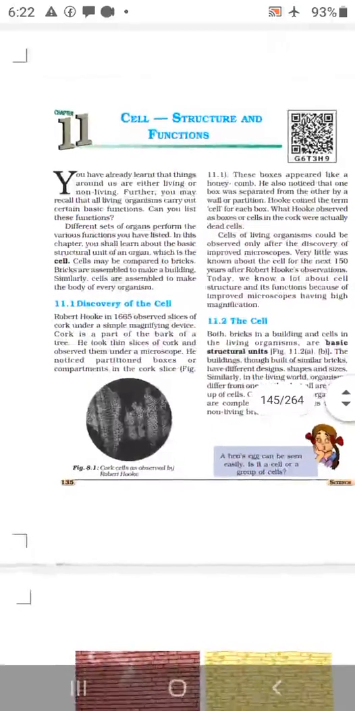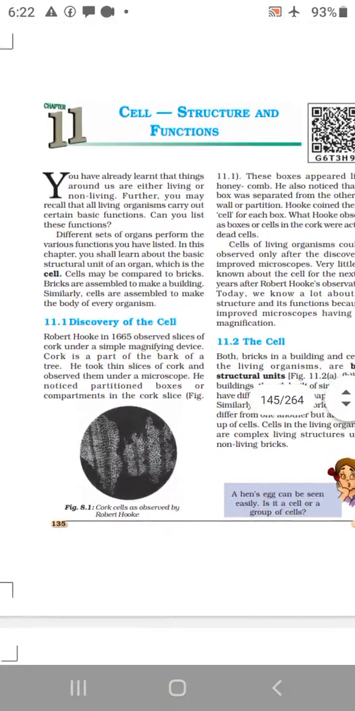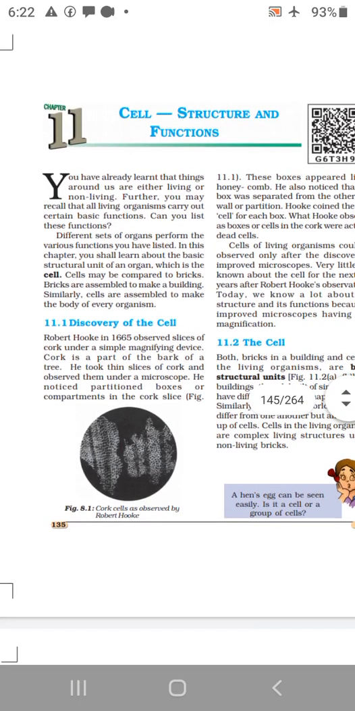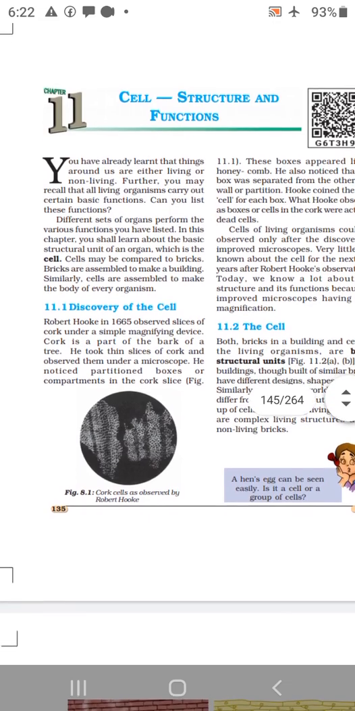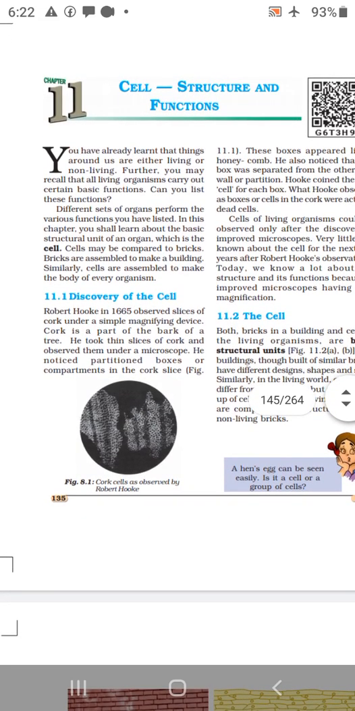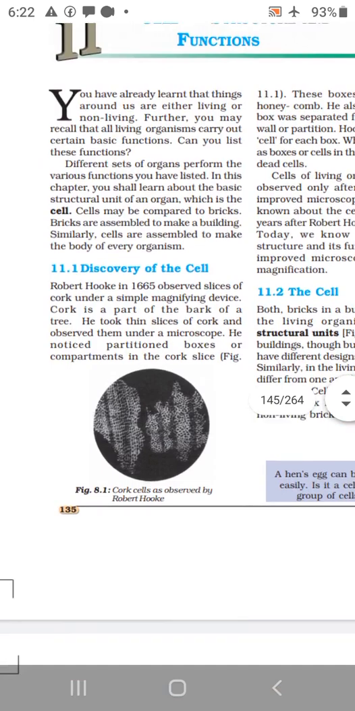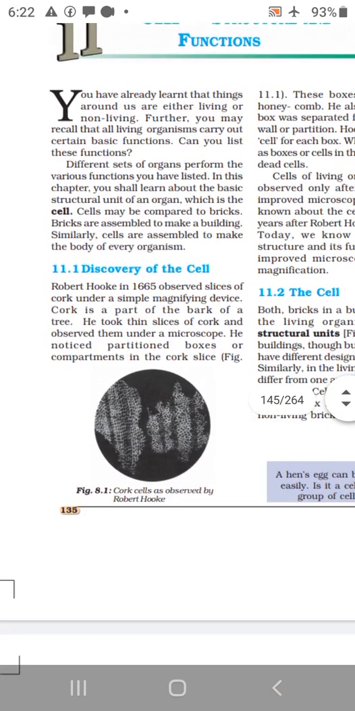Good evening, students. Today we'll start a new chapter called cell structure and function. You have already learned that things around us are either living or non-living. Further, you may recall that all living organisms carry out certain basic functions. Can you list these functions? Different sets of organs perform the various functions you have listed. In this chapter, you will also learn about the basic structural unit of an organ.